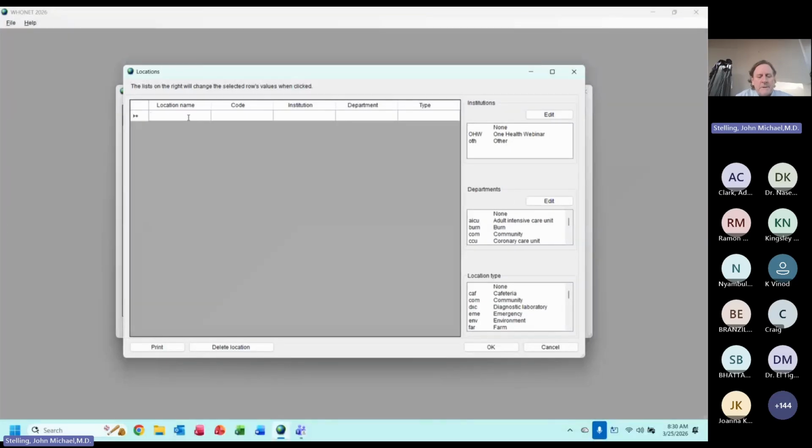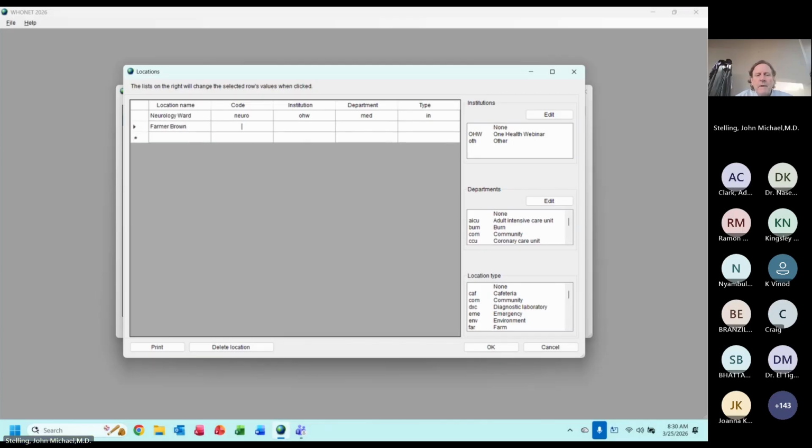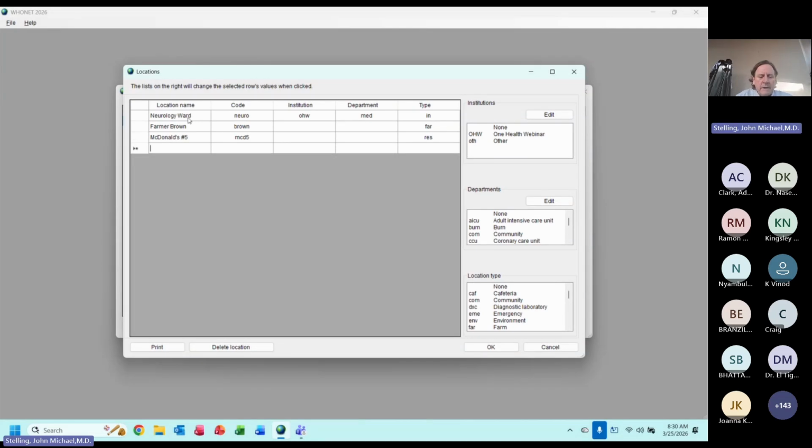For a human example, I might say something like neurology ward, neuro, hospital OHW, medicine inpatient. But if I want to do an animal location, I can do Farmer Brown, blank, not relevant, farm. I can say restaurant, McDonald's number 5, RES restaurant. I can say, for example, Nile River site number 10, Nile 10, and I can call that environmental. So the two middle columns are only relevant for human health.